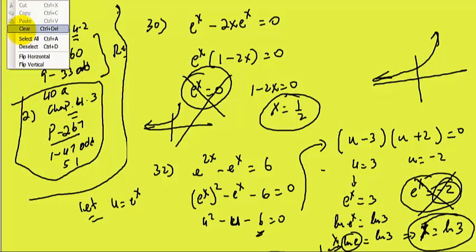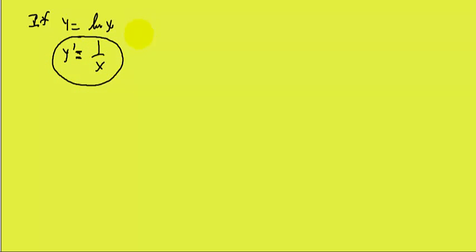Derivatives of logarithms. One thing you need to know, the most important thing, is that if y is equal to ln of x, y prime is equal to 1 over x. That is very, very important for you to know. I can prove this for you, but it'll make this video long.